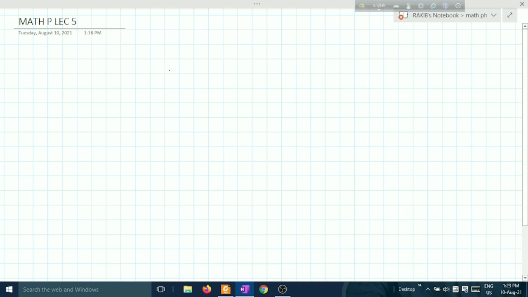Today I am here with lecture 5 of mathematical physics, in which we will be discussing a very important property of second order linear differential equations or second order non-linear differential equations. Today our topic is Wronskian. This is not a property, this is a method of checking a property. First I will give an idea of what linear and non-linear differential equations are, and then I will move on to the Wronskian.